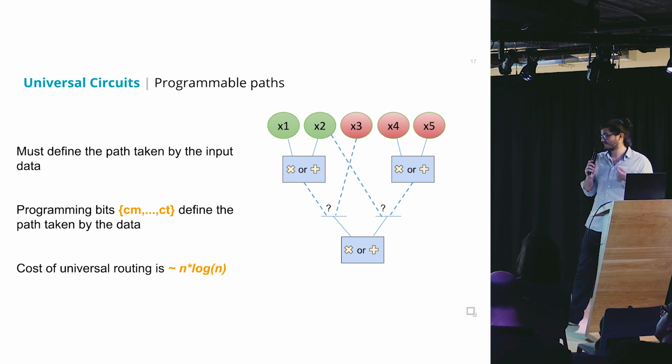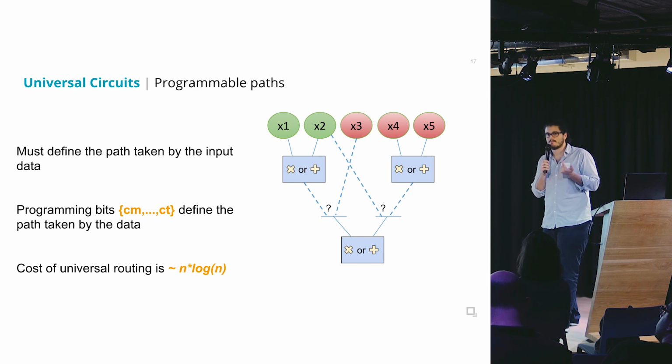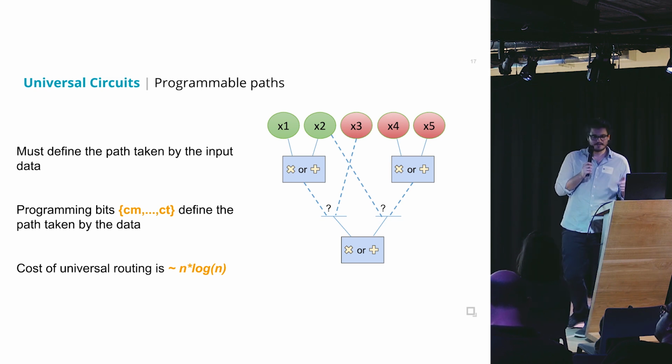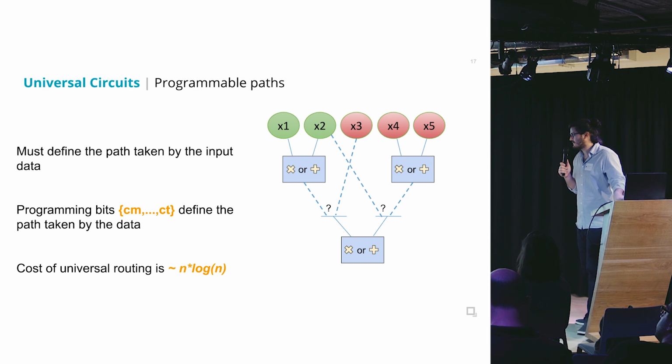So again, this is something that happens in the universal circuit. And the cost of routing is actually larger, and this is where the main cost comes from. It's n log n, right? Which is not trivial overhead.